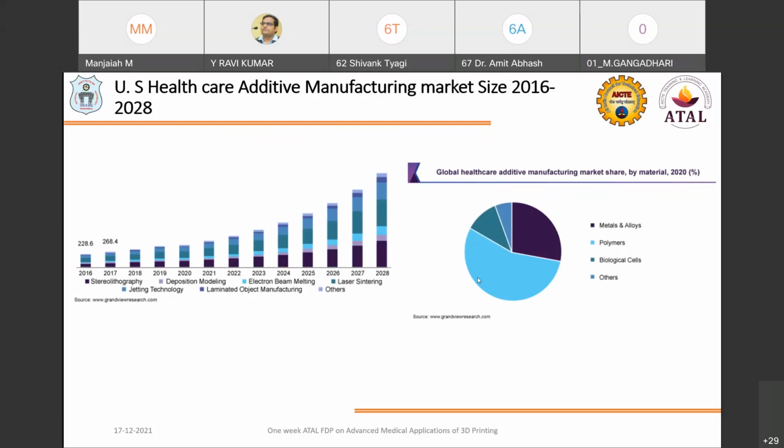And even if you see what kinds of materials and alloys are used, in 2020 the metals and alloys are around 40%, while polymers, such as biodegradable polymers, biological cells or materials, account for around 60-70% of materials in the global healthcare additive manufacturing market. This shows the developments behind the growth in the medical aspects. These materials are growing because of the requirements and emerging trends in these markets.